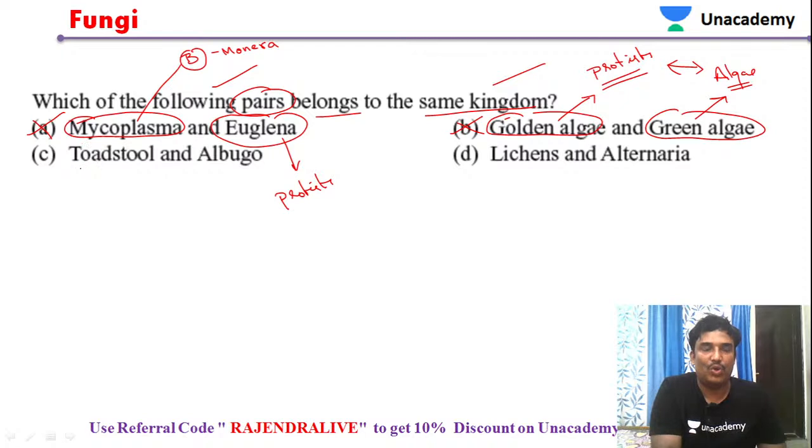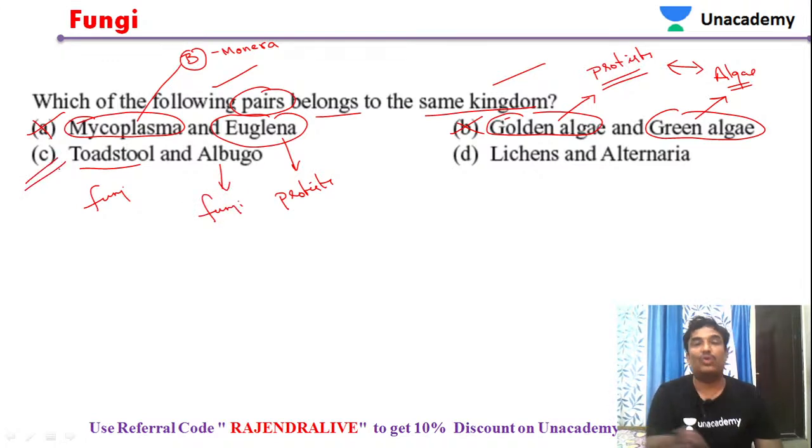Then if you see the toadstool, yes, toadstool is a fungus, a member of fungi. Albugo is also a fungus. So based on this, we can conclude with option C as the answer. Yes, very good. So option C is the right answer, toadstool and Albugo. Now if you see the lichens, lichens are a combination of algae plus fungi.